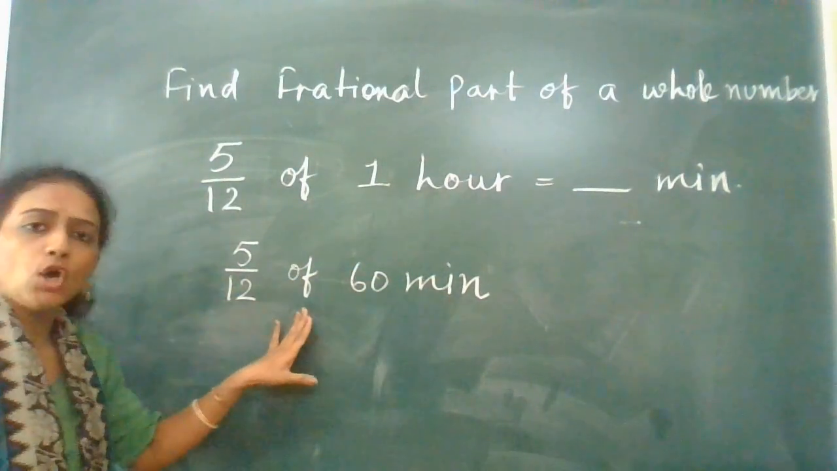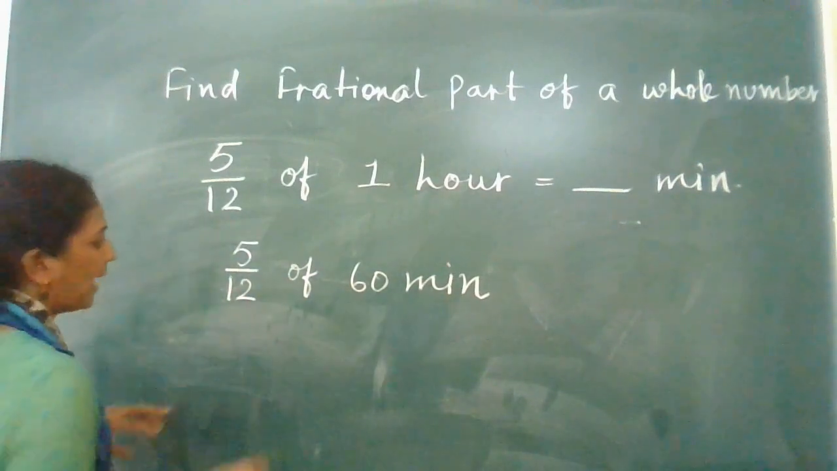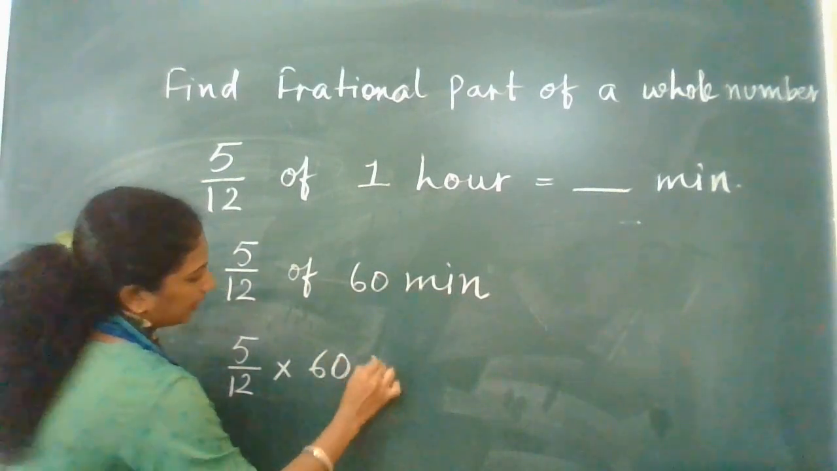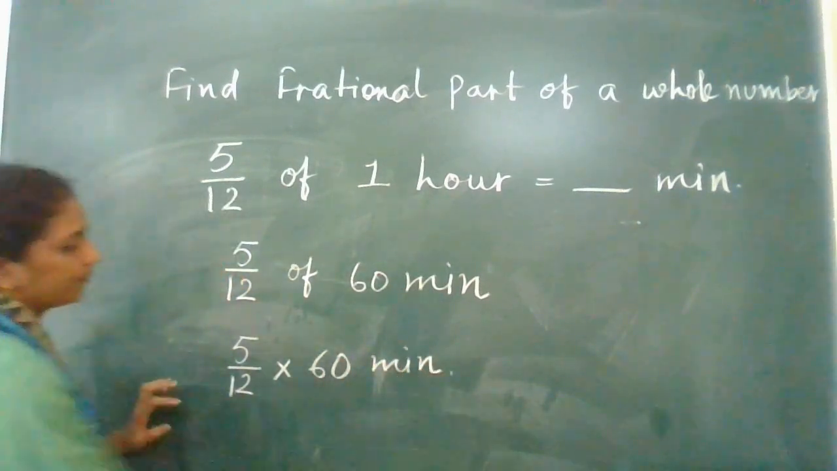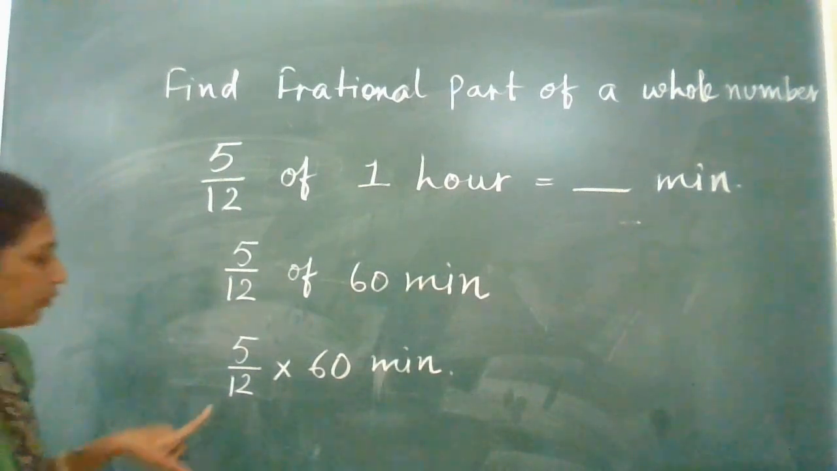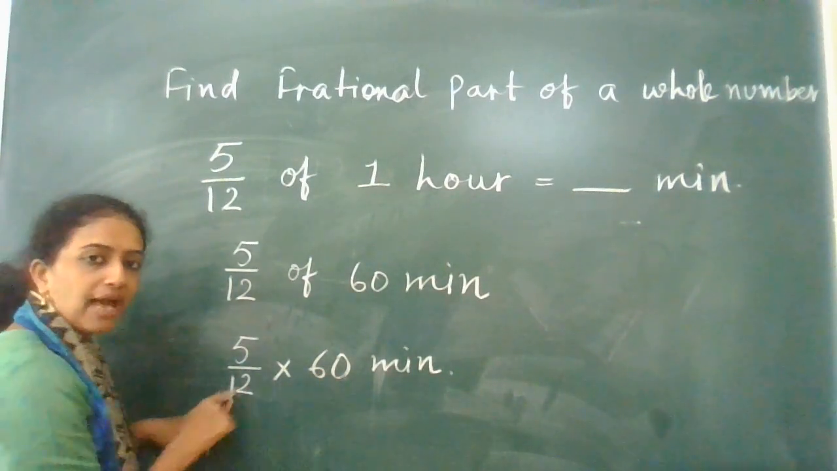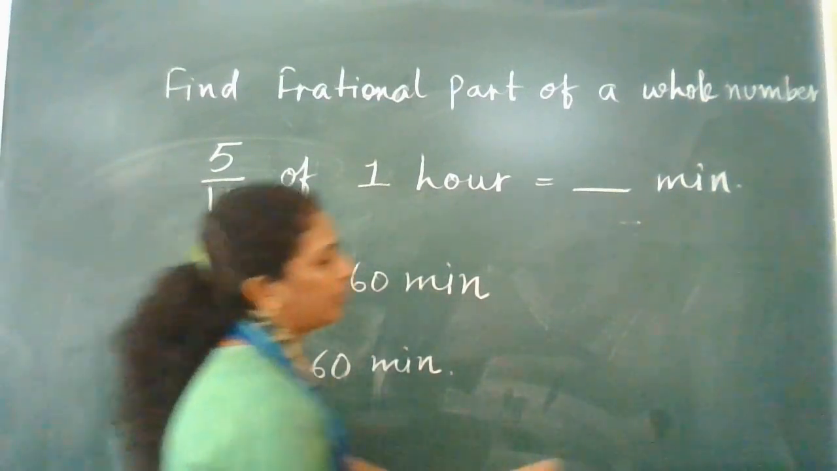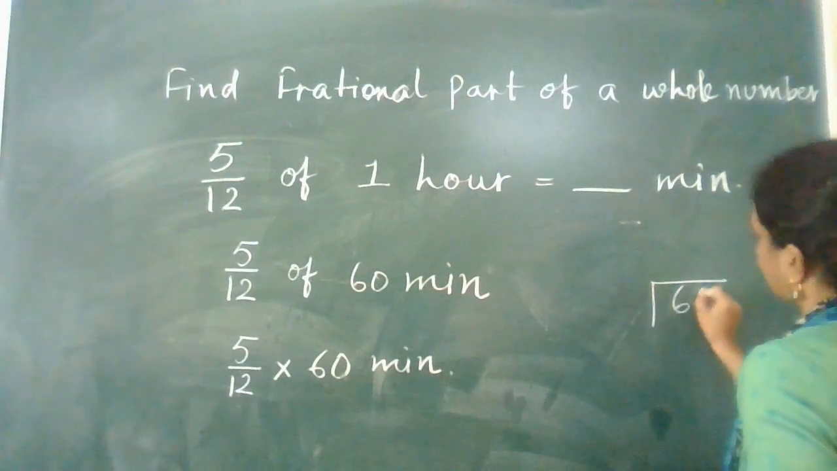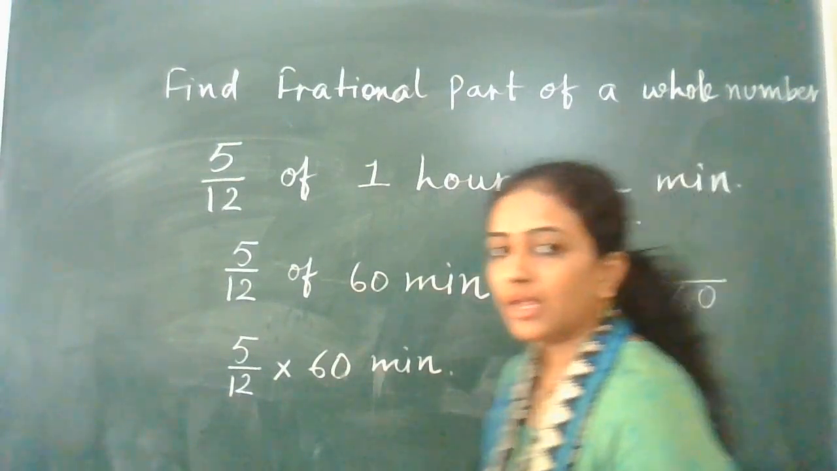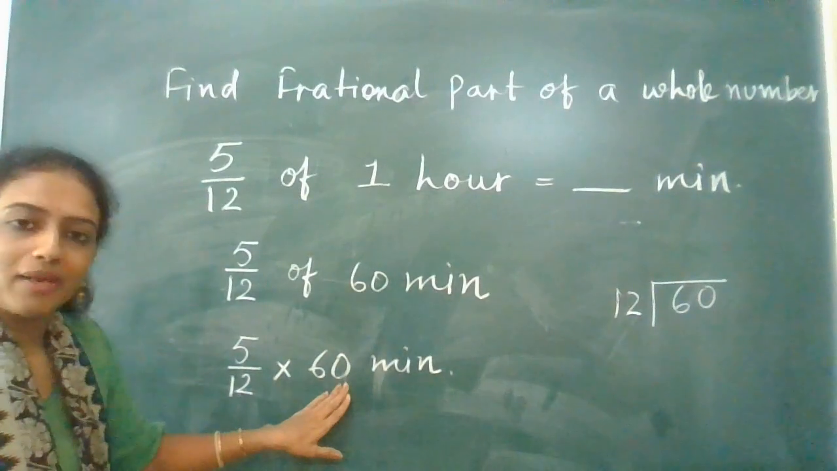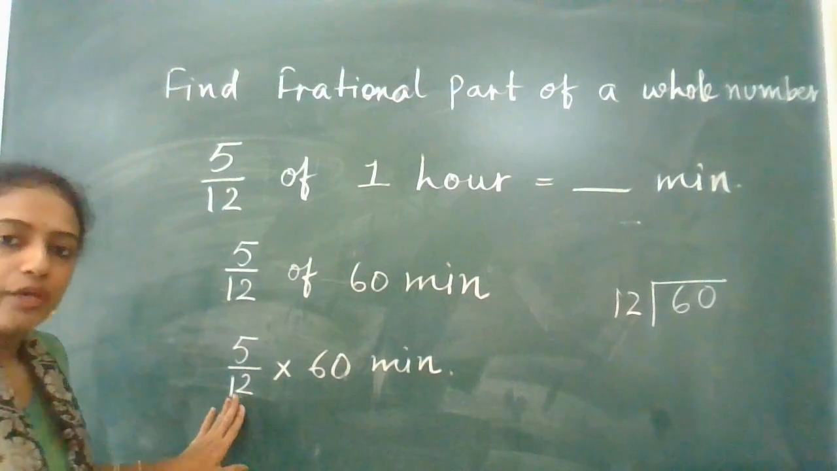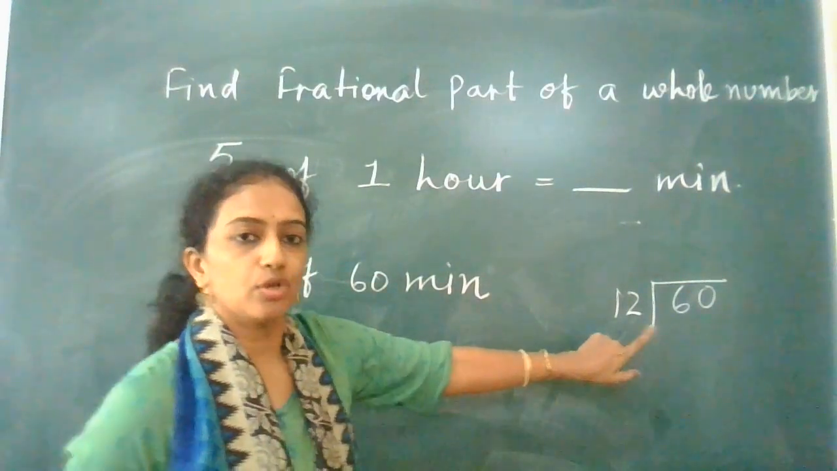As we all know, 'of' is to be replaced by a multiplication sign. Okay, this is minutes. Now you have to divide. 12 is a divisor, 60 is a dividend. 60 divided by 12. 60 is a numerator, so numerator is a dividend. 12 is a denominator, denominator is a divisor.